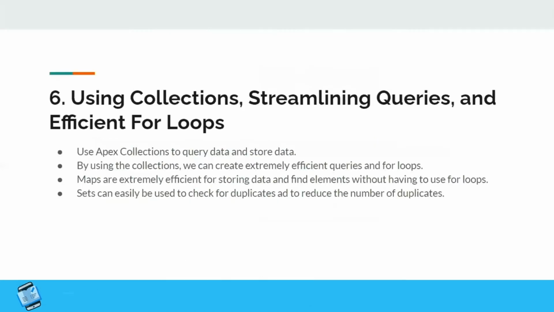The sixth point says using collections, streamlining queries and efficient for loops. To avoid SOQL and DML inside the for loop, we should use collections in our code. Collections are list, set and map. And yes, maps are extremely efficient to store the data and can return the elements without a for loop.